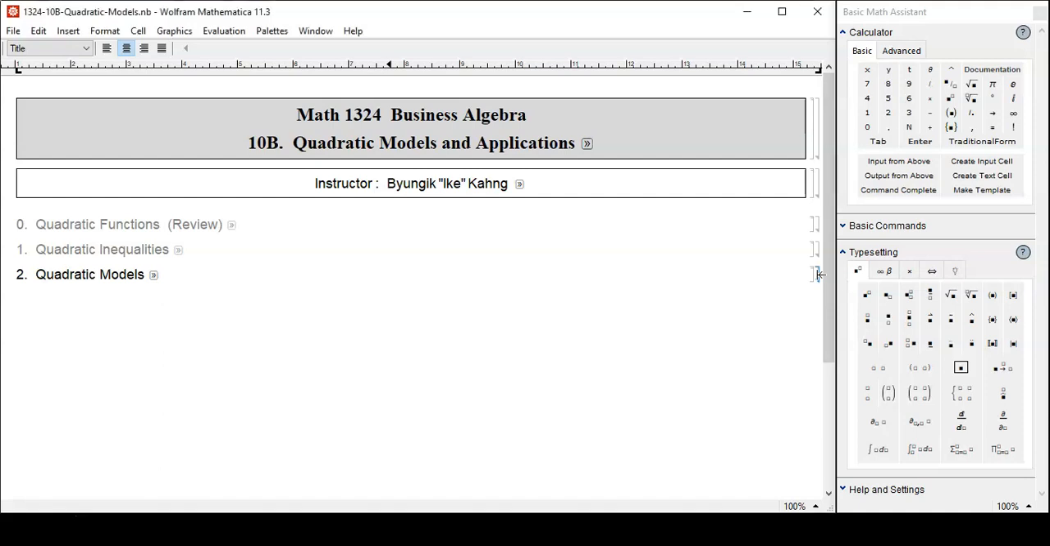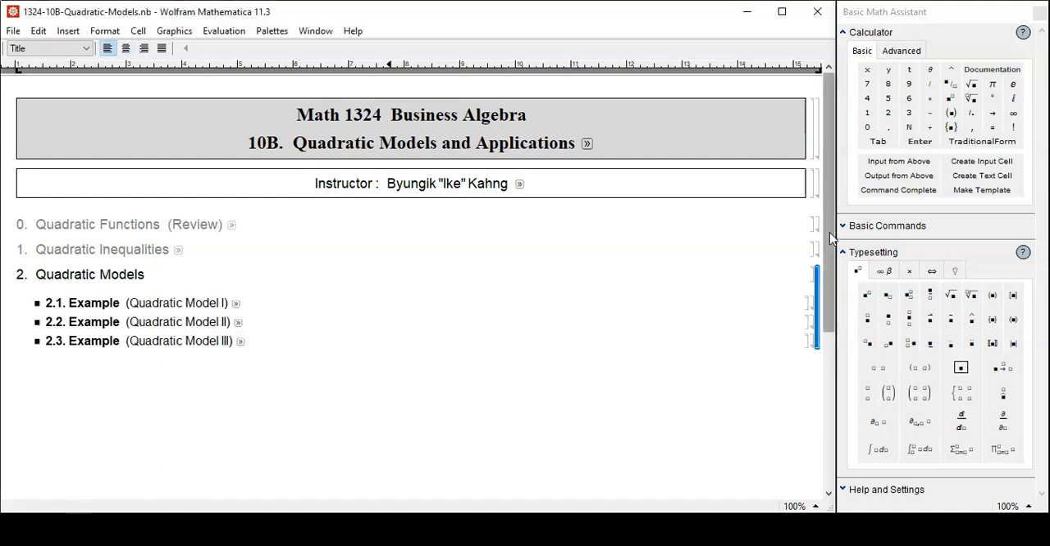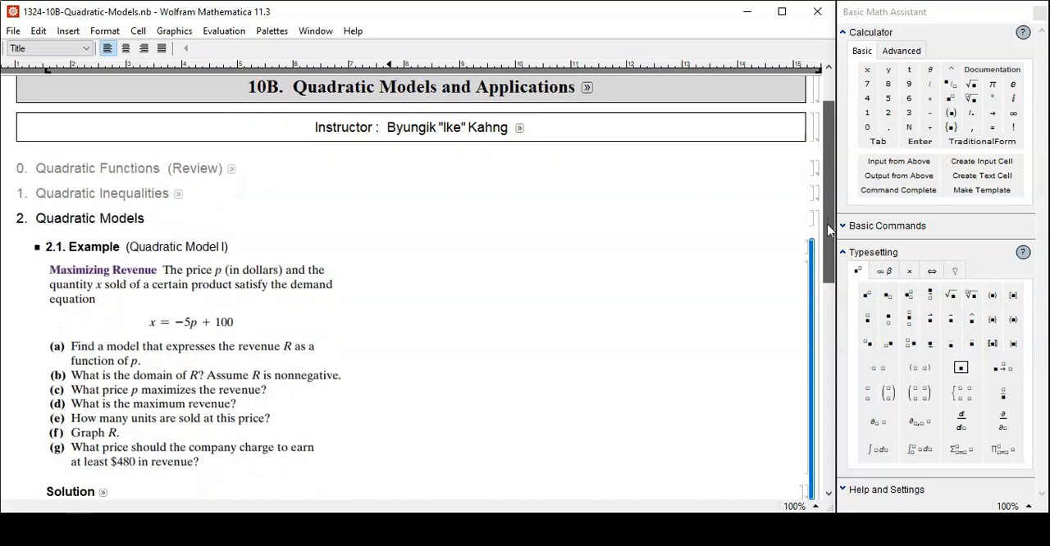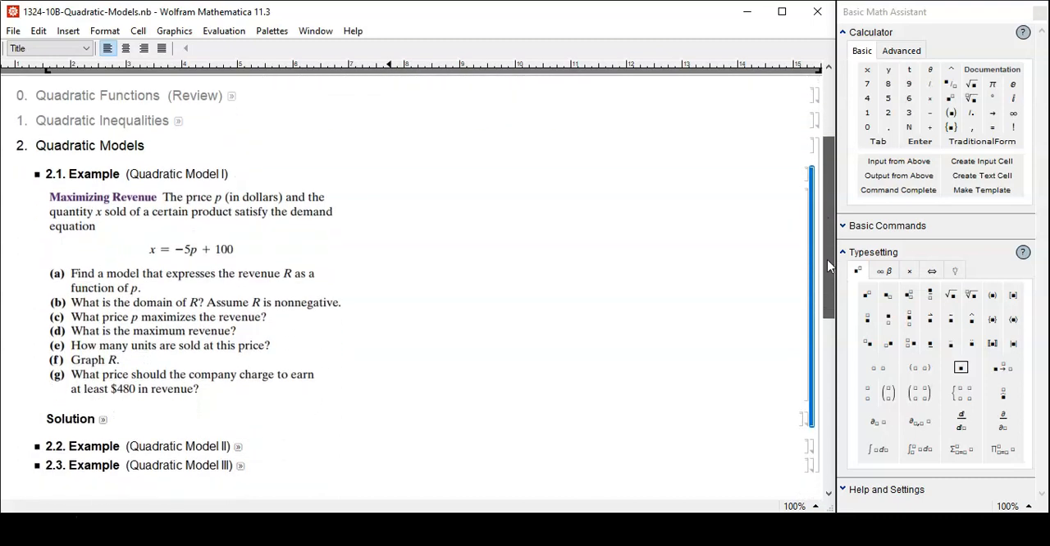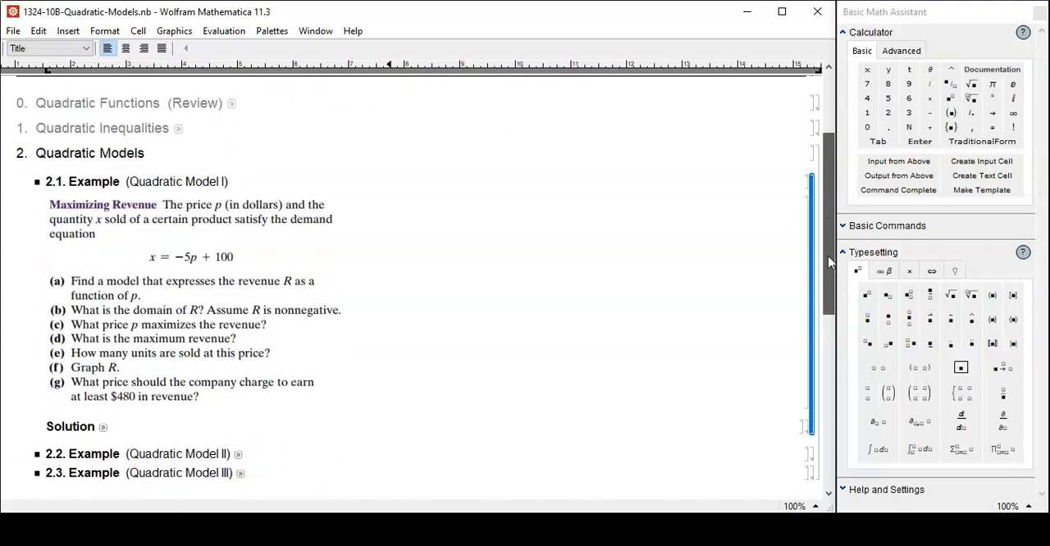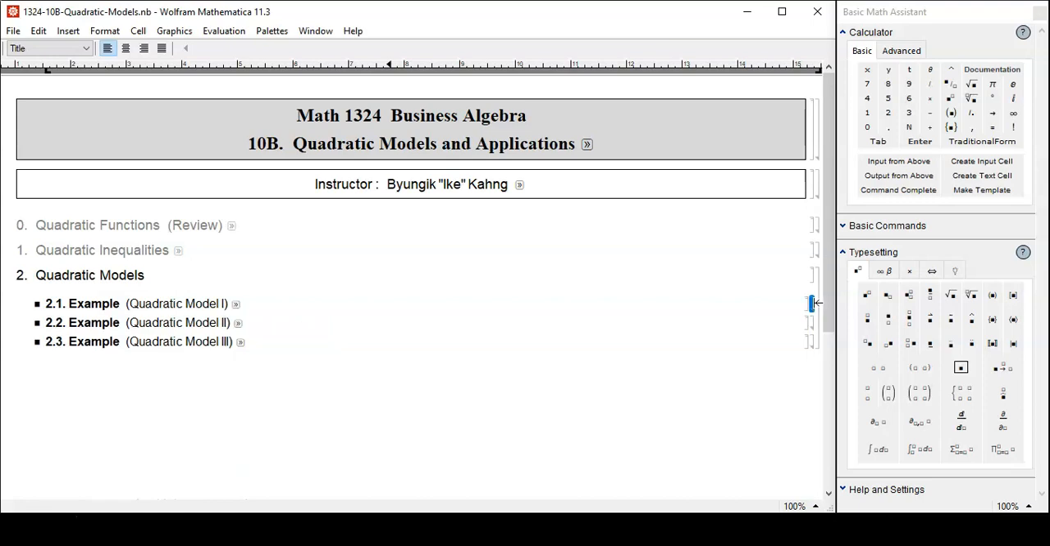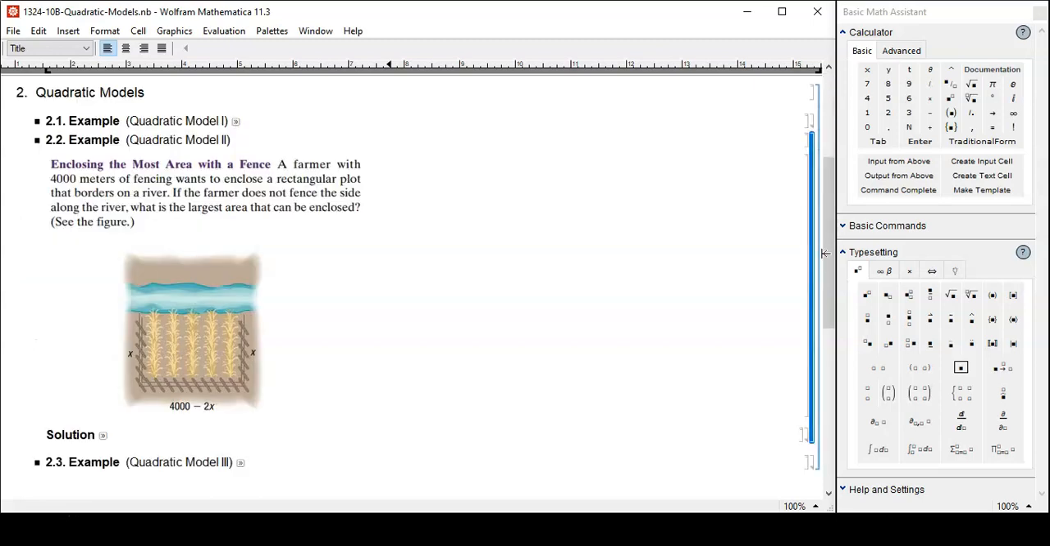Previously we went through the first example out of section 2 of this notebook. This example problem came from business. Also, this is the most important of these three because this is business algebra, so of course business application is going to be more important than other kinds of applications, and that one came from business. Now, how about the second problem?